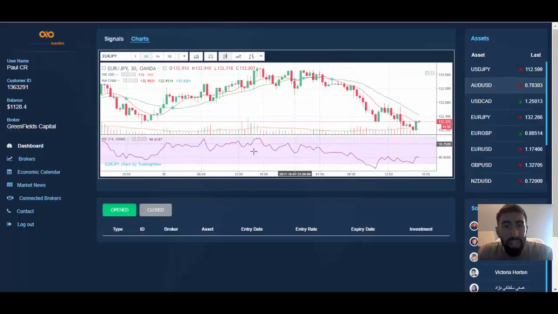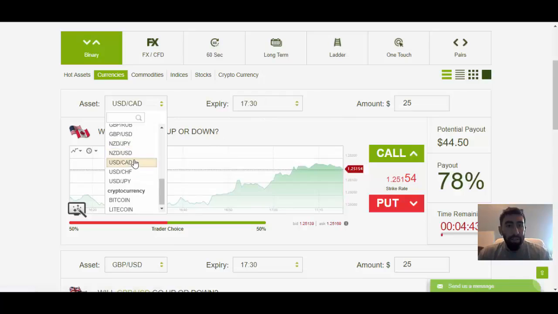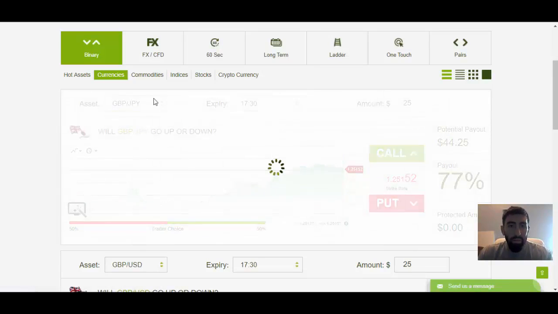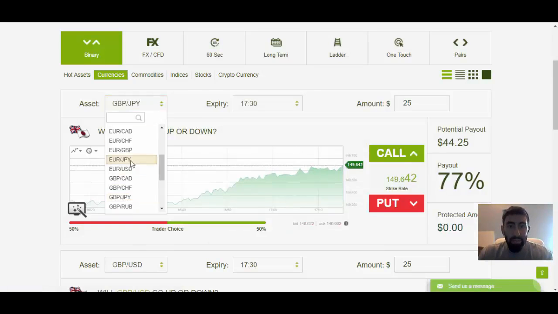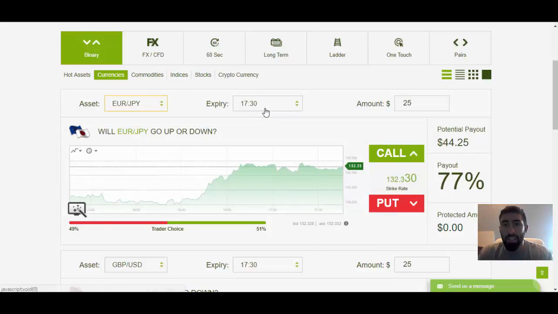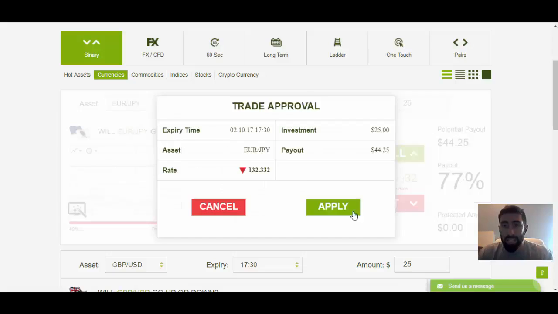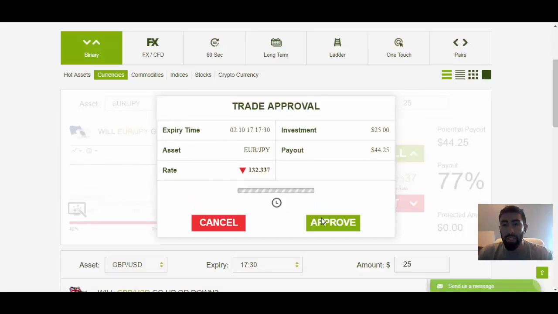So I like this activity, guys. Even from looking at it from a 30-minute standpoint, we have a nice steady downward trend happening here. And looking at the RSI, it reached a high point up here, and it is continuing to drop in price. So Euro JPY, wrong one. Again, guys, make sure that you target the right currency pair in your broker. This trade will expire at 17:30 for a put trade.